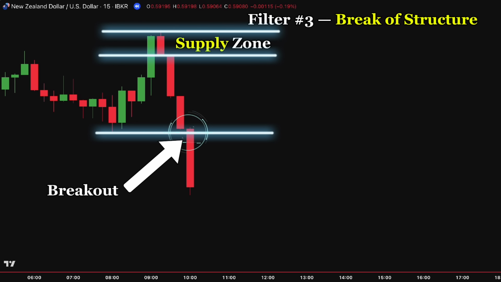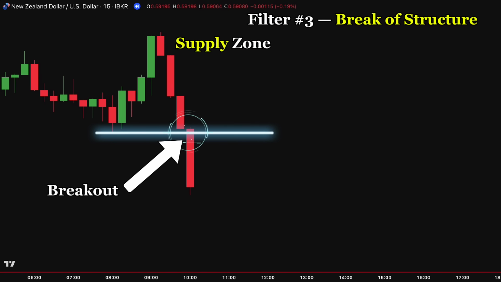A strong zone often forms right after price breaks an important level, like a previous swing high or low. These breakouts aren't random. They're often moves designed to grab liquidity, trap retail traders, and shift market structure. When a zone forms after such a breakout, it's a strong sign that smart money is in control.